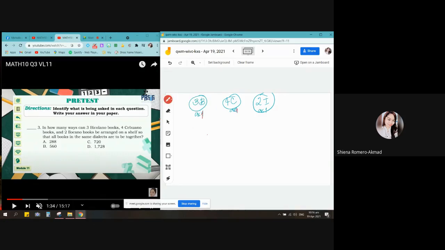So as 1, as 1, as 1, 3. Okay. So that is 3 factorial. Now, permutation is equal to 3 factorial.